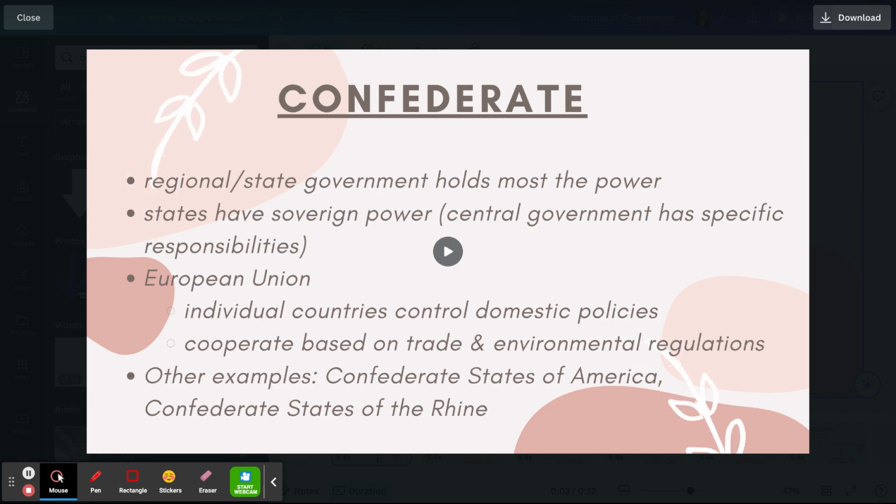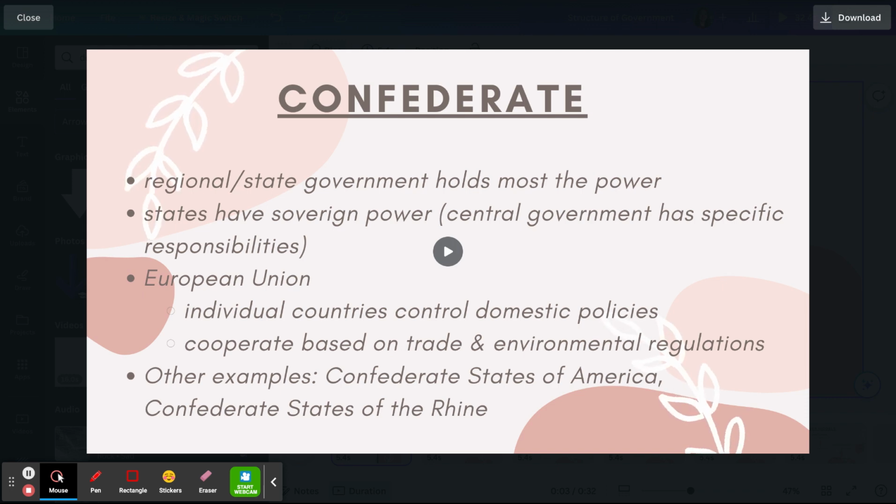Finally, the confederal system of government is when regional or state governments hold a majority of the power. In a lot of ways, in a confederal system, it is an alliance of different states that make up a country instead of talking about a strong central country.